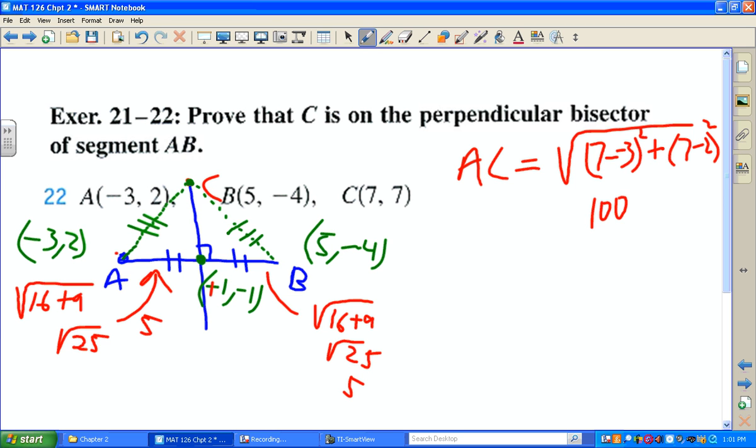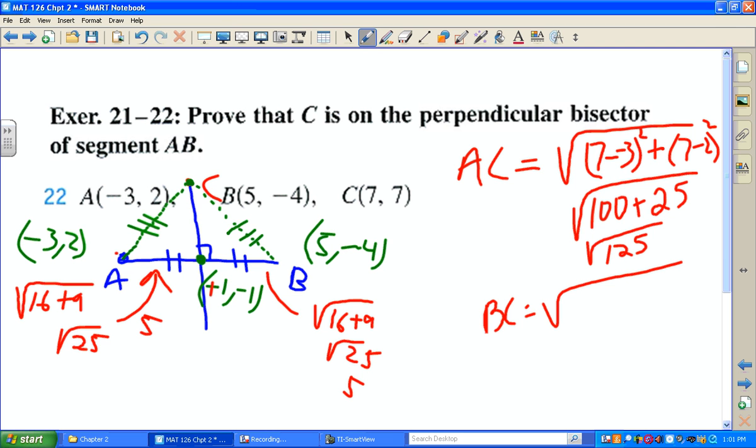10, 100, 25. Square root of 125. And from B to C, we get the square root of 7 minus 5 squared plus 7 minus negative 4 squared. It's 2, it's 4 plus, what's 11 squared? 121. Hey, it works. So yes, it is on the perpendicular bisector. Isn't that amazing?